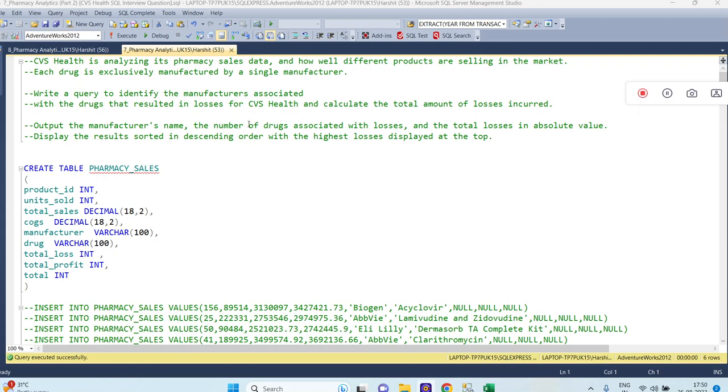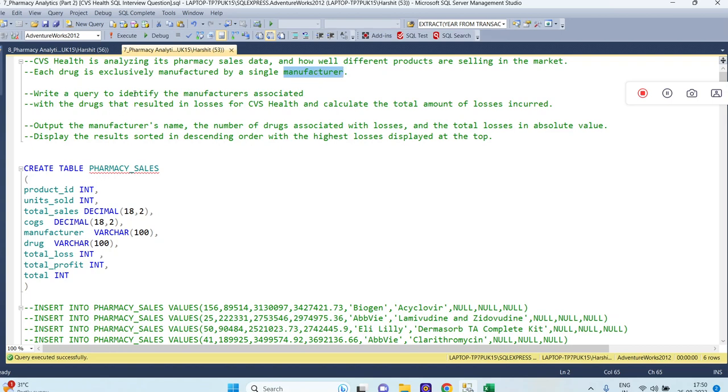So good evening, everyone. Let's start with the first query of the day. So this is the description that has been given. CVS Health is analyzing its pharmacy sales data and how well different products are selling in the market. Each drug is exclusively manufactured by a single manufacturer.